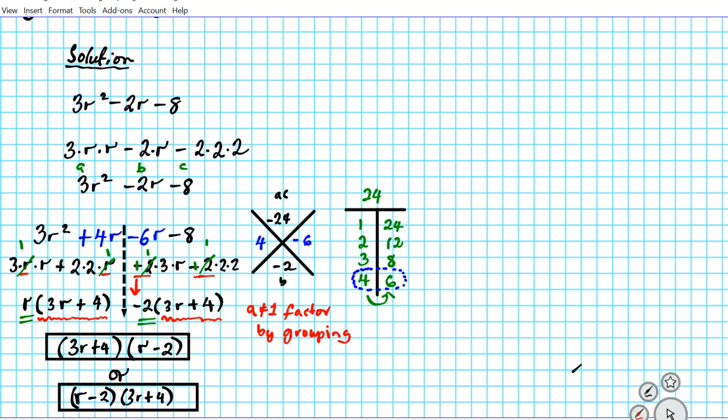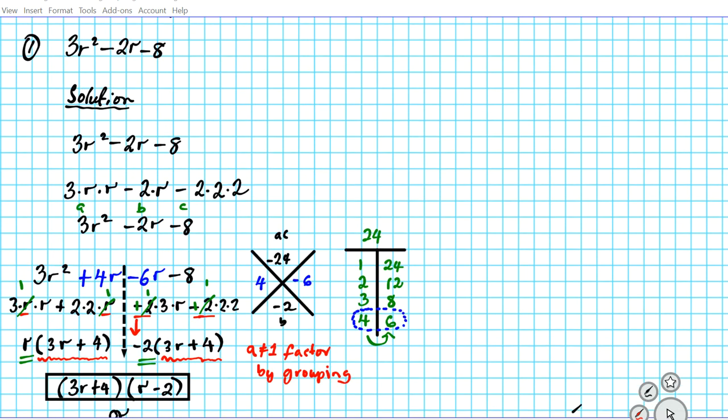All right, let's go ahead and take a look at another example. For number 2, let's consider a problem of this nature. For number 2, let's say we have the quadratic binomial 2a squared minus 14a. So the task here is to factor completely.